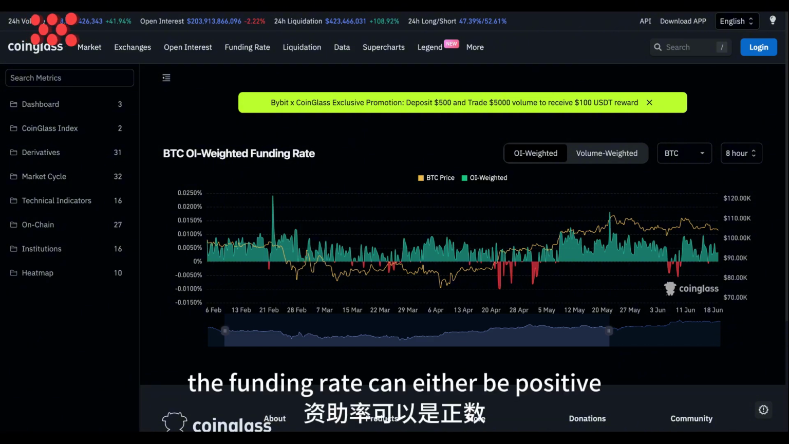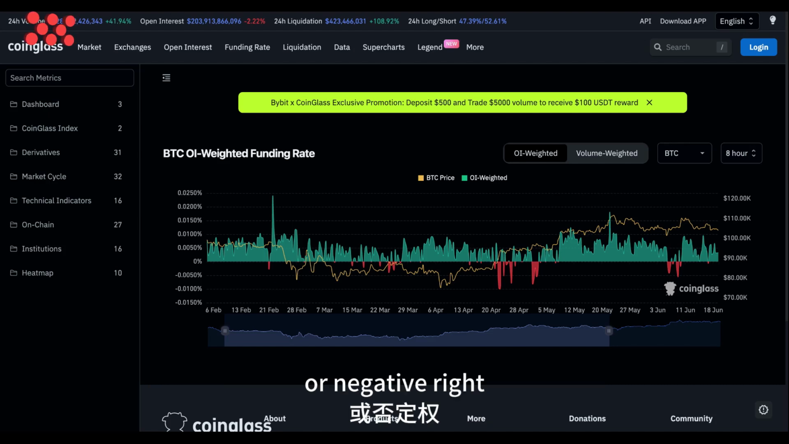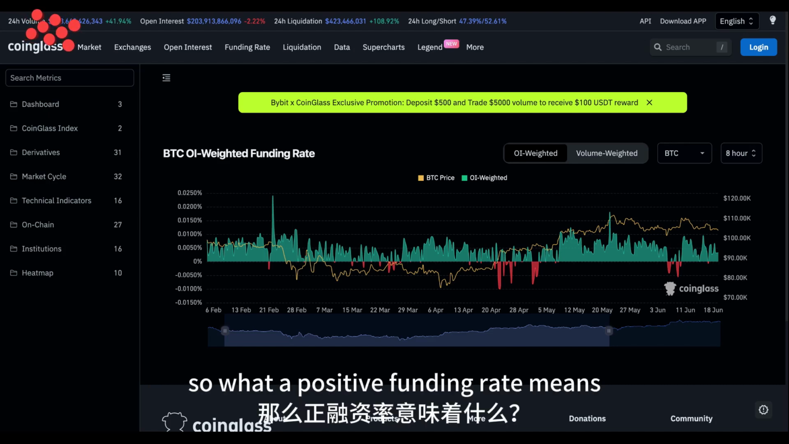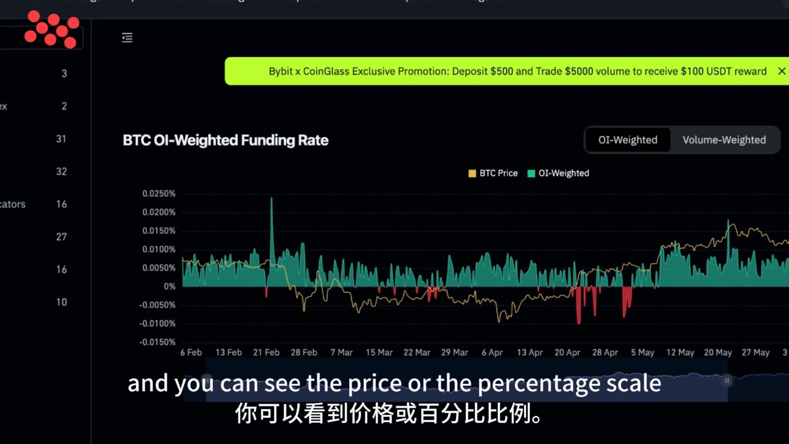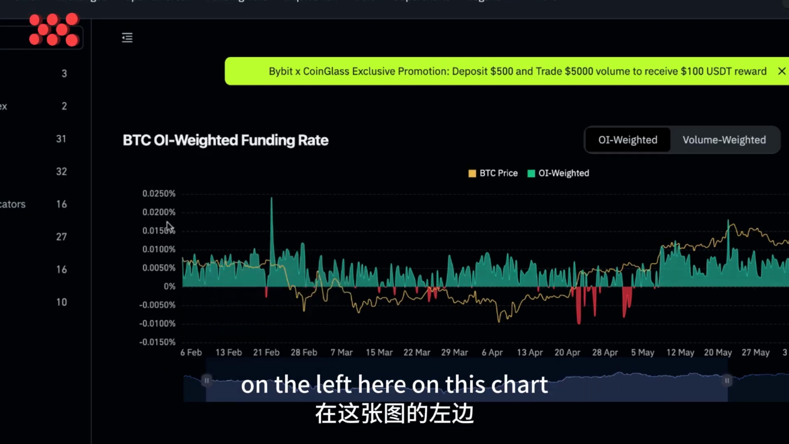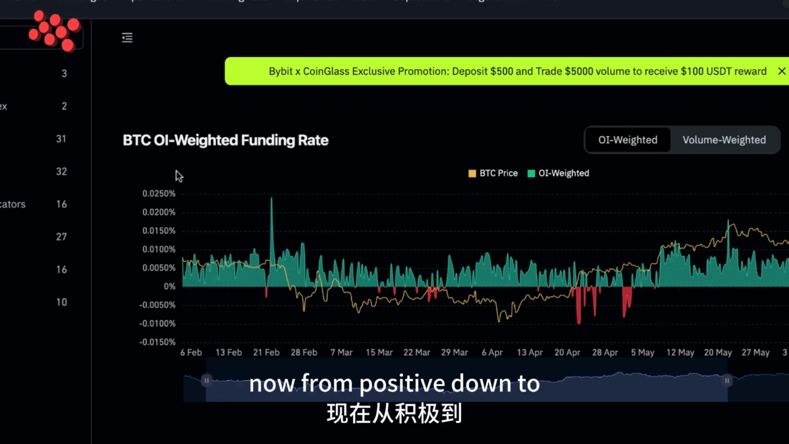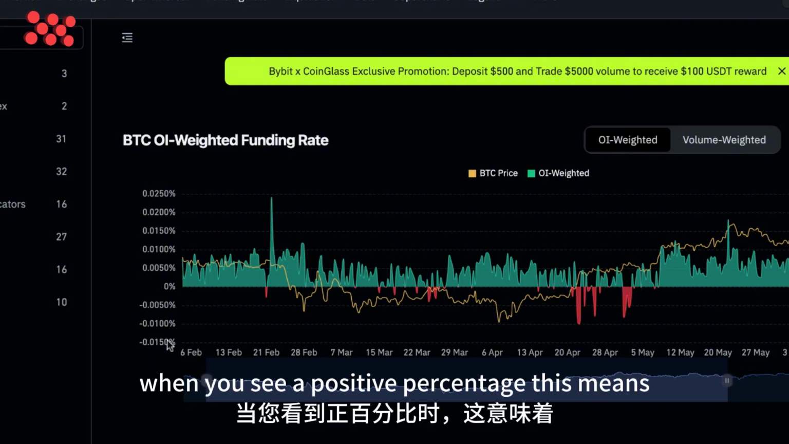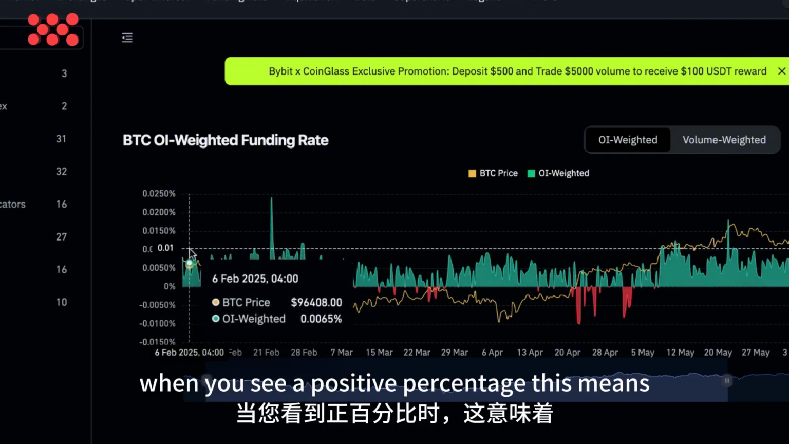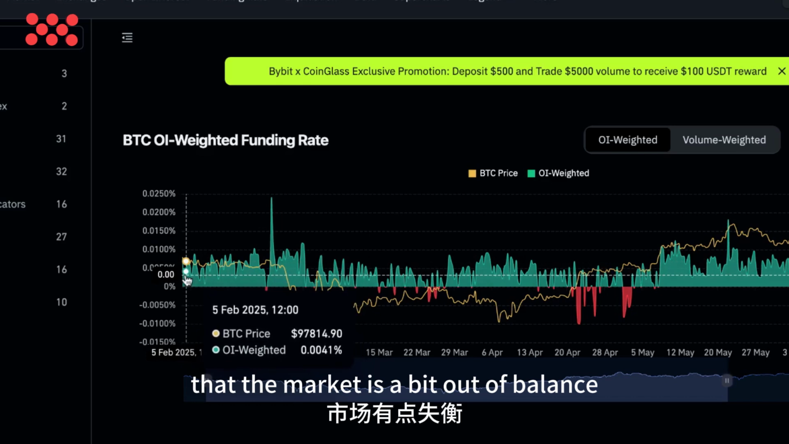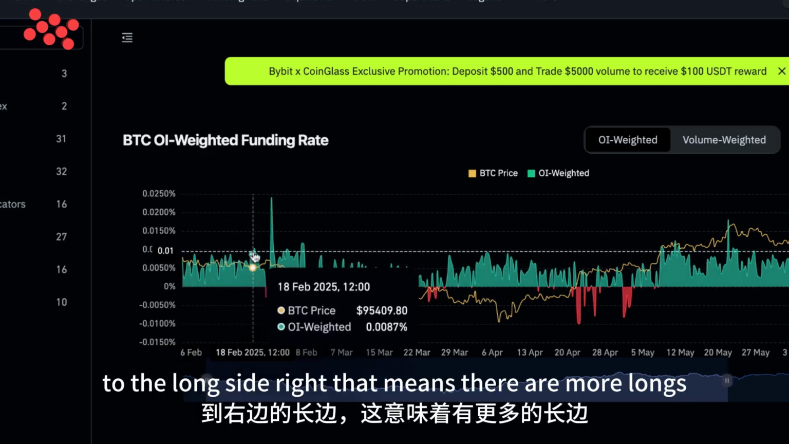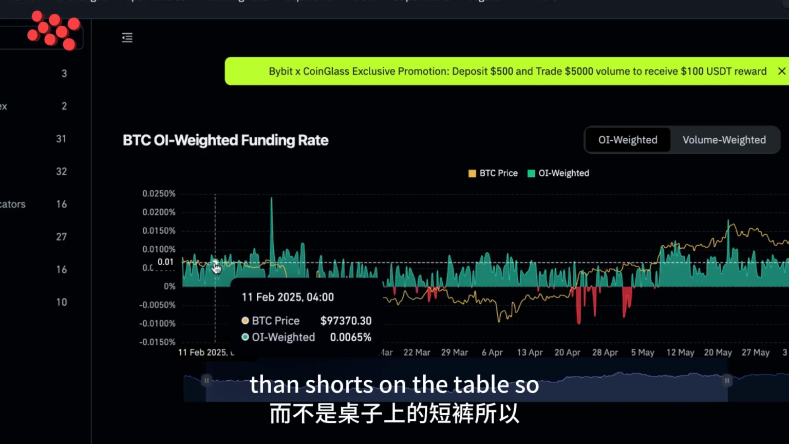So, the funding rate can either be positive or negative, right? What a positive funding rate means, and you can see the percentage scale on the left here on this chart, going from positive down to negative values. When you see a positive percentage, this means that the market is a bit out of balance to the long side, right? That means there are more longs than shorts on the table.